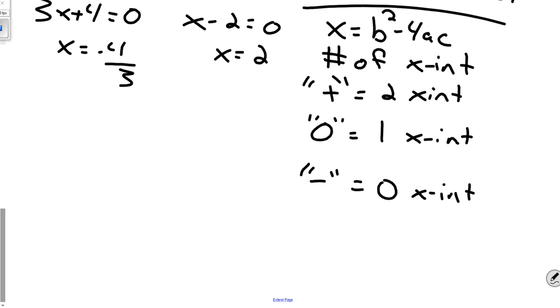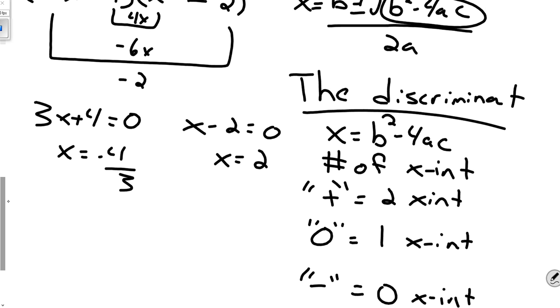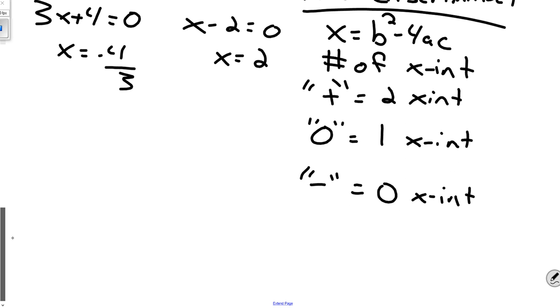Okay, if it's negative, because it's everything under the square root, can you take the square root of a negative number? Of course not. So there are 0 x-intercepts there. They don't exist.